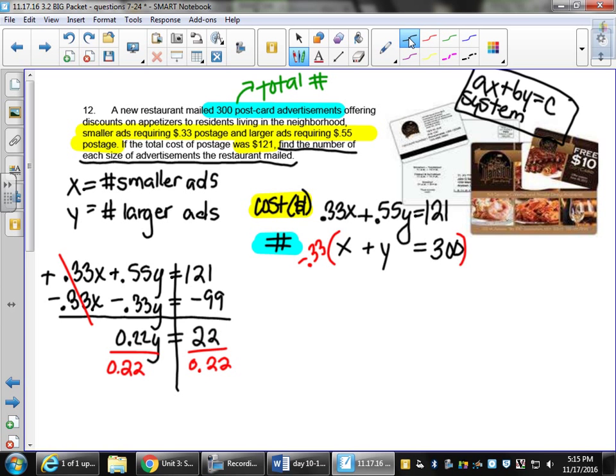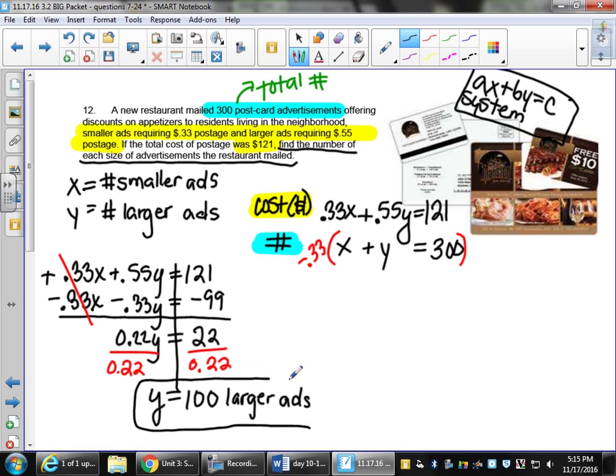22 divided by 0.22 equals 100. Looking at how the variables are defined, I know that I just found out the restaurant mailed 100 larger ads. To finish, we need to find out how many smaller ads they mailed.